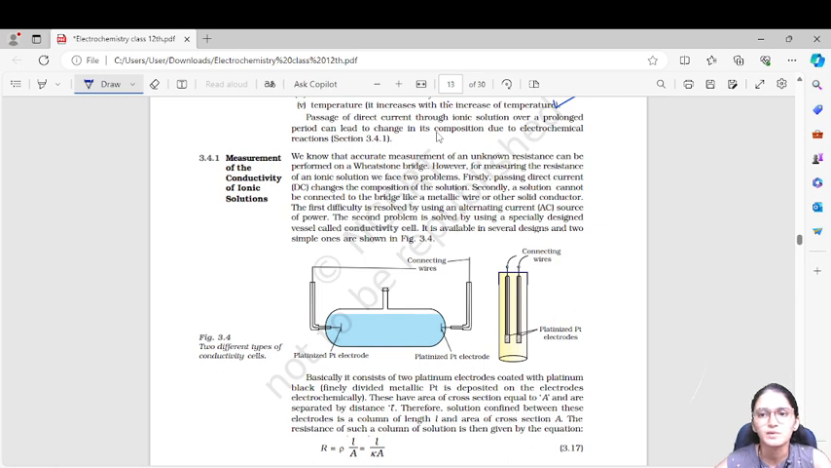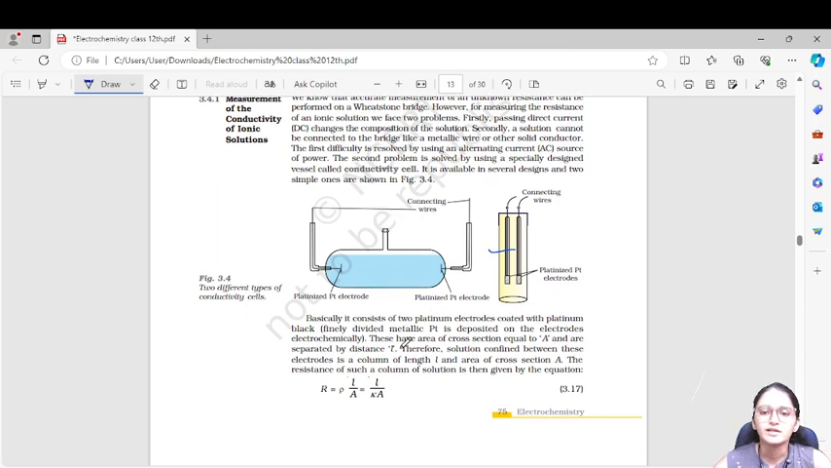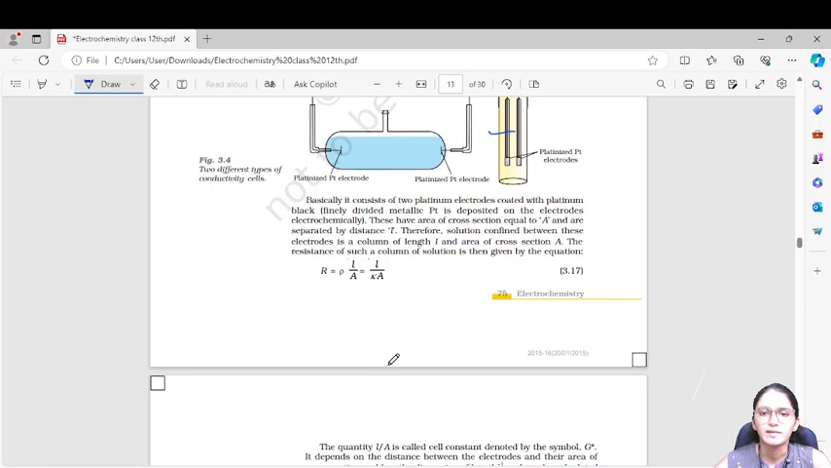We face two problems. Passing direct current, DC, changes the composition of the solution. And the solution cannot be connected to the bridge like a metallic wire or other solid conductor. The first problem was solved by using AC, that is alternating current. The second problem is solved by using a specially designed vessel called a conductivity cell. It consists of two platinum electrodes coated with platinum black, which have area of cross section A and are separated by distance L.